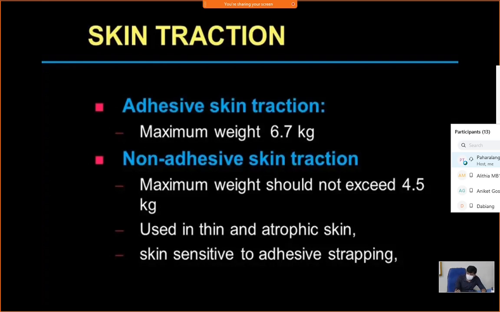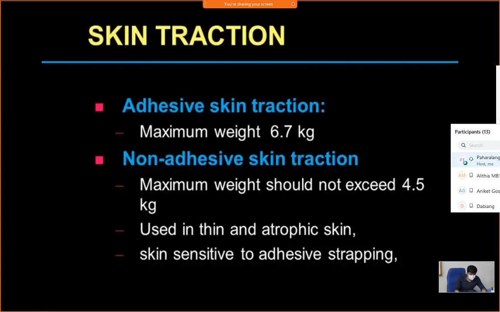In non-adhesive skin traction you cannot exceed 4.5 kg. You can hang a maximum of 4.5 kg from that traction. In adhesive traction you can use up to 7 kg. Non-adhesive traction is used in atrophic skin, in old age, and in skin sensitive to adhesive strapping.